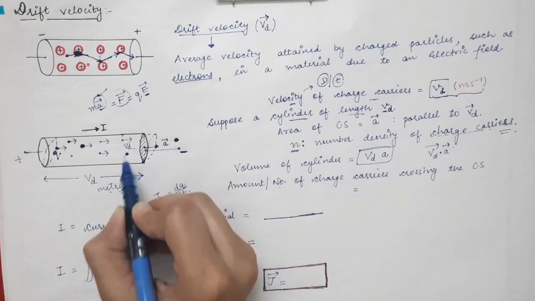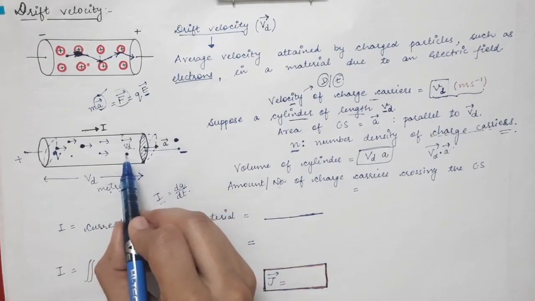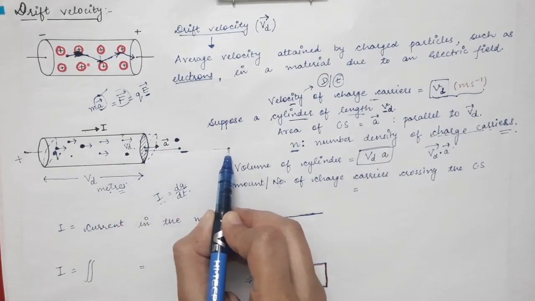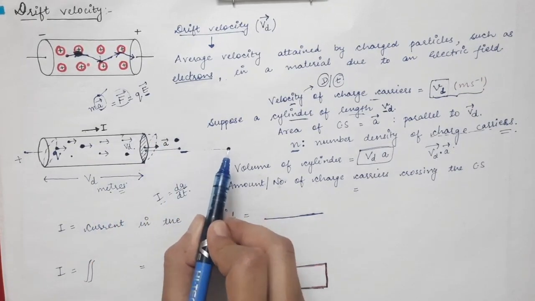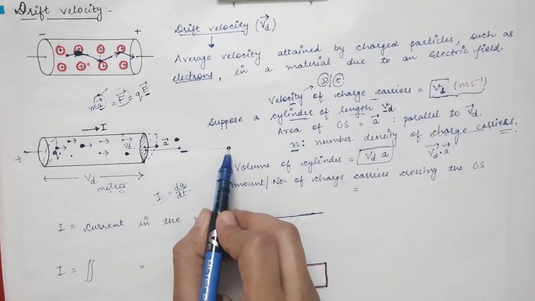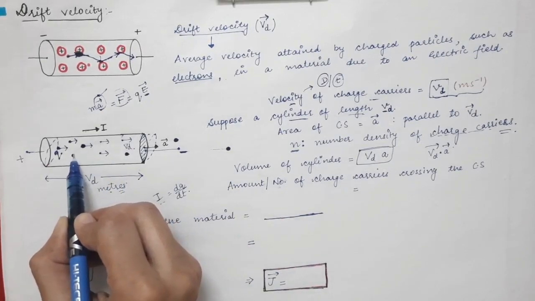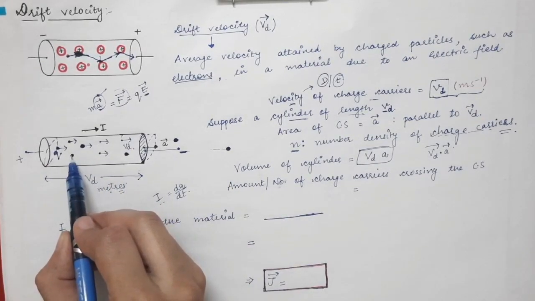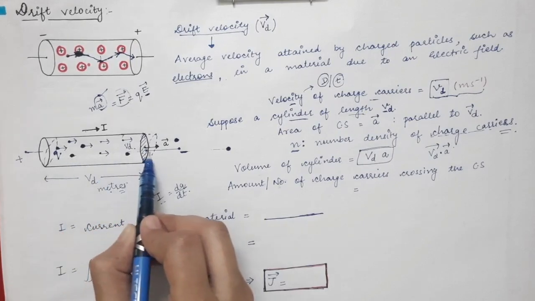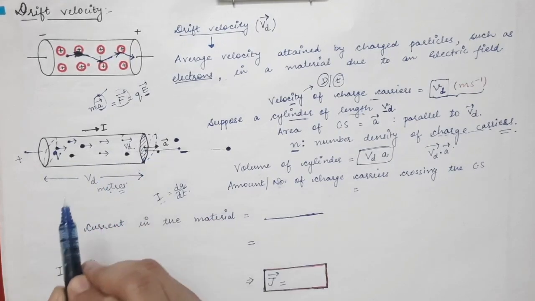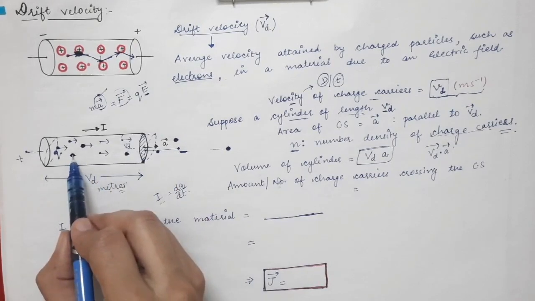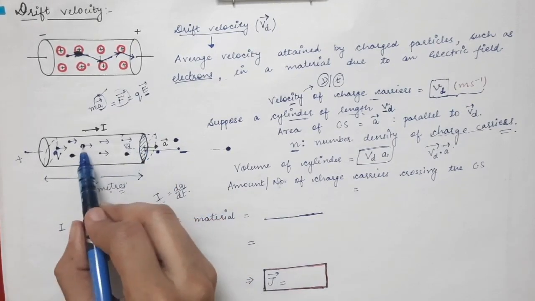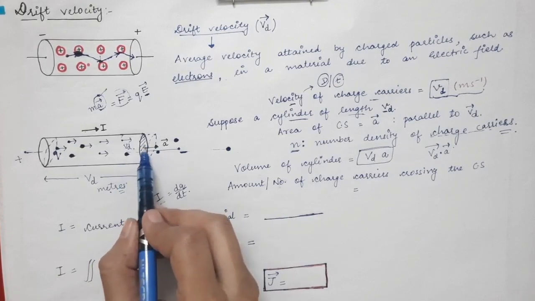Similarly, if there is a charge present over here, this charge in 1 second will travel a distance of VD, and let's suppose it will reach this point. So it is traveling a distance of VD meters in 1 second. So this charge will also cross. And similarly, if I take this charge, in 1 second let's say it will reach over here. So it will travel VD meters in 1 second. So this charge will also cross this surface.